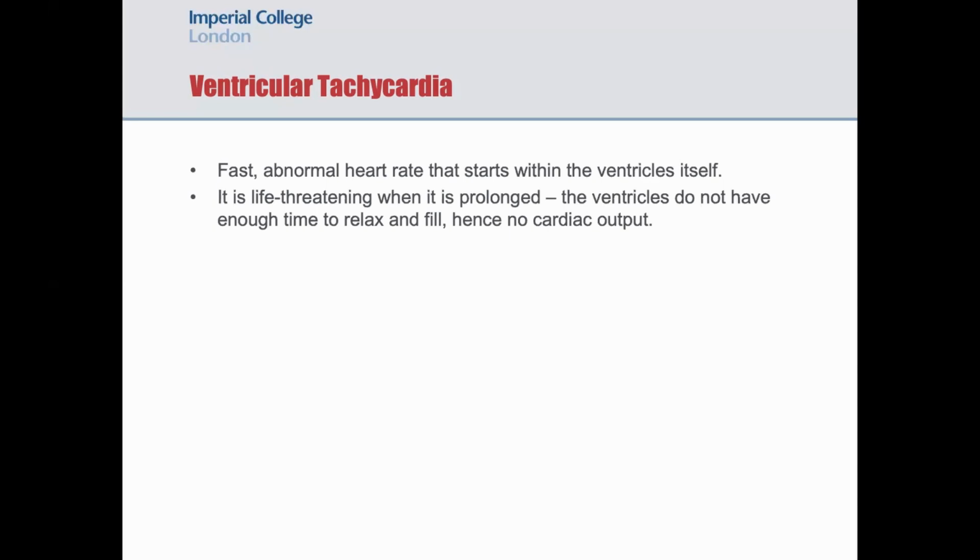So for example, we talked about complete heart block. The ventricular beat originates within the ventricles because there's no relation to the atrial contraction. That gives you a broad complex QRS. And also in this case, ventricular tachycardia, the SA node is not involved in the beat. The rhythm completely originates within the ventricles itself. So again, this gives you a broad complex QRS.